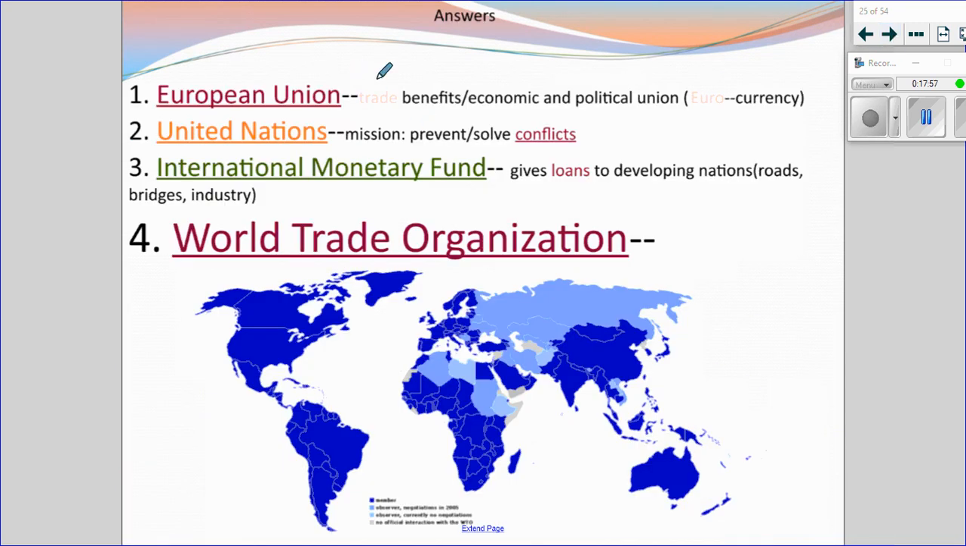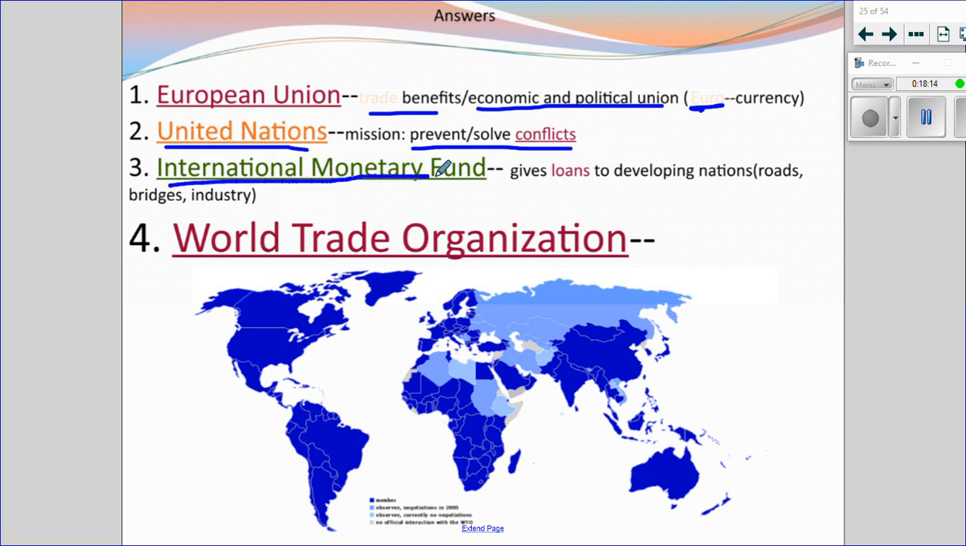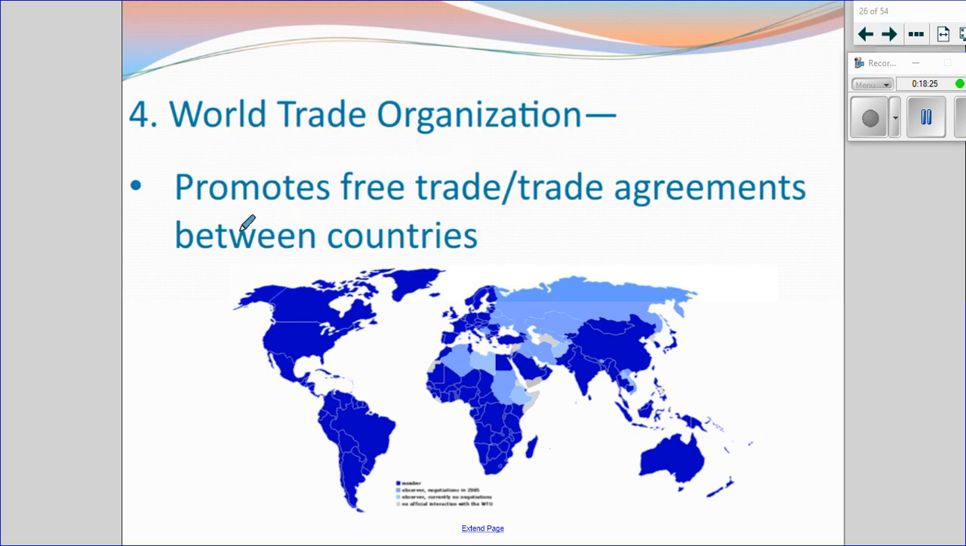All right. You have the EU, which I talked about. It has trade benefits, economic and political. It's an economic and political union. Remember, the euro is that currency that's used throughout the European Union. You have the United Nations to prevent and solve conflicts. You have the IMF, the International Monetary Fund, to give loans to developing nations to build roads and bridges and industry. You also have the World Trade Organization. The World Trade Organization promotes free trade and trade agreements between countries. So golden rule in economics, guys.